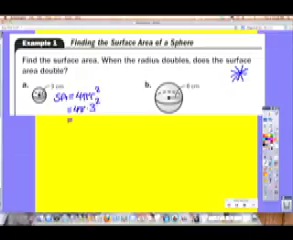Okay, the question says when the radius doubles, does the surface area double? How many of you say yeah? How many say no? Can you prove it though? Can we double this literally and find the surface area? Let's do it. What's this radius doubled? Okay, so let's find the surface area of a sphere with a radius of 6. So that's 4 pi times 6 squared. What's 6 squared? 36 times 4? 144.